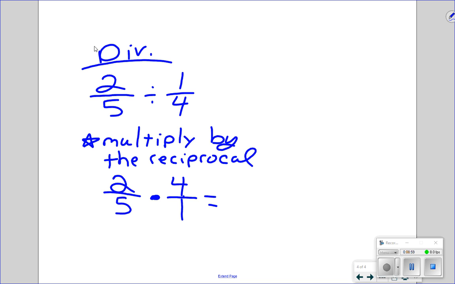You can check to see if you can cross cancel, but I can't cancel the 5 and the 4. There's no common factors. Can't cancel the 2 and the 1. No common factors there. So that means I just multiply straight across. 2 times 4 is 8. 5 times 1 is 5. And I can leave my answer like that. It's improper. So for division, you just multiply by the reciprocal. We'll do one more example.